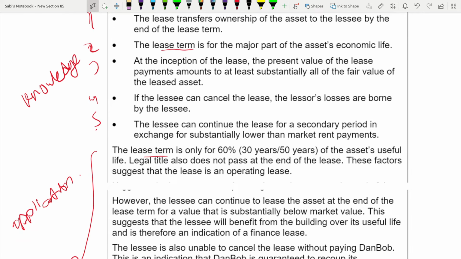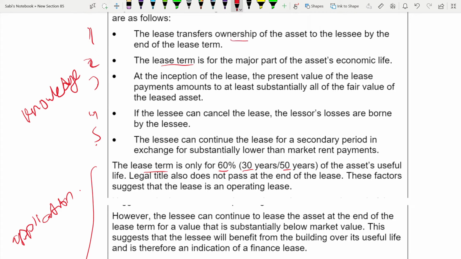See, the lease was for 30 years. The useful life of the asset was 50 years. If you take it in terms of percentage, it is 60%. So the lease term is not for the major part of the asset's economic life. It is not. Even if you check the first one about ownership, the legal title also does not pass to the lessee. So these two factors suggest it's an operating lease.